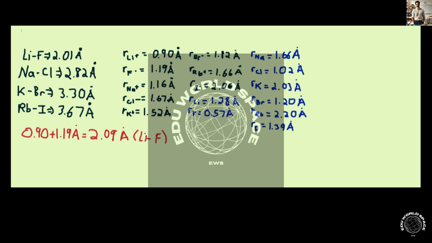Now for NaCl, it's 1.16 angstroms plus chloride 1.67 angstroms. 1.16 plus 1.67 is 2.83 angstroms for NaCl.